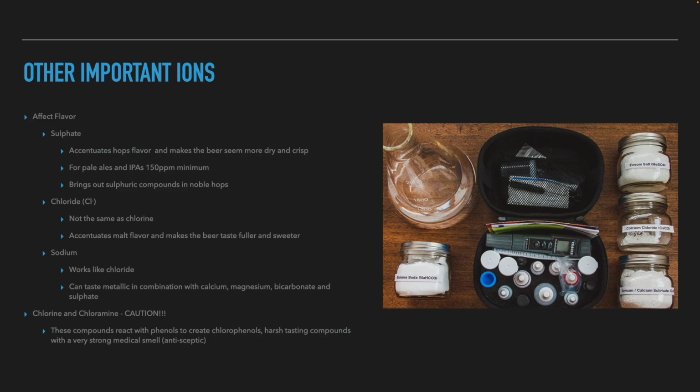Sodium has the same effect as chloride, with enhancing the sweeter malt flavors. But as brewers, we want to keep sodium levels low, since in combination with other brewing ions like calcium, magnesium, bicarbonate, and sulfate, it can taste metallic. Two other ions are chlorine and chloramine. These compounds react with phenols to create chlorophenols, harsh-tasting compounds with a very strong medicinal smell like antiseptic.